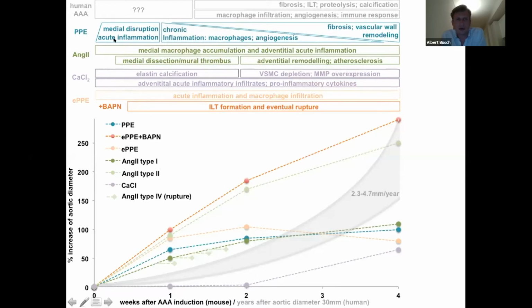You know that there are distinct changes in the PPE model happening here. There are distinct changes in the angiotensin model in a timely manner. There are very distinct changes also in the calcium chloride model and also in the remaining models. I'm not going into detail here. You can all read this in the manuscript, and of course, I'm also happy to answer questions on these.